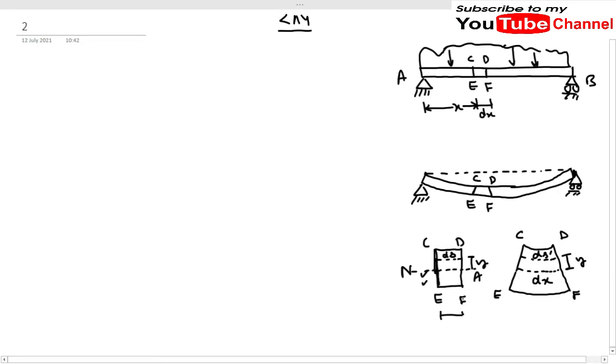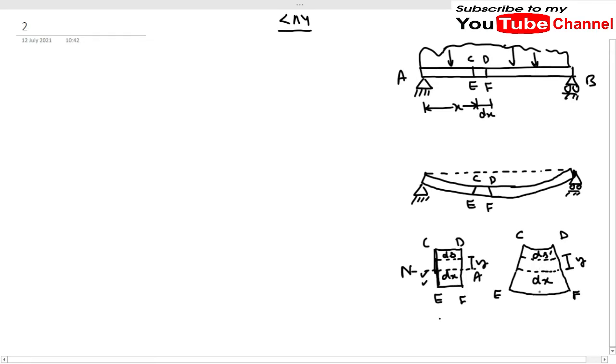Why? Because at the neutral axis there will be no change. If at the neutral axis this length is dx, then in the deflected shape this length will also remain dx, because at the neutral axis we have neither extension nor reduction. So the length will remain dx, but on the upper side there will be a reduction, and on the lower side there will be an increase.